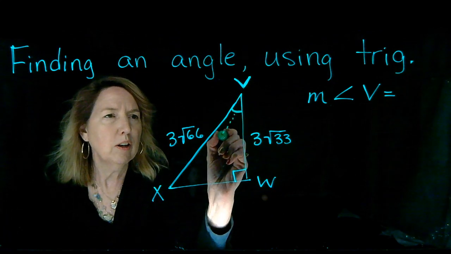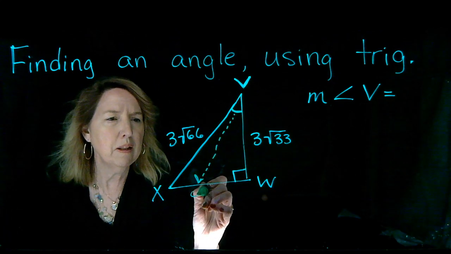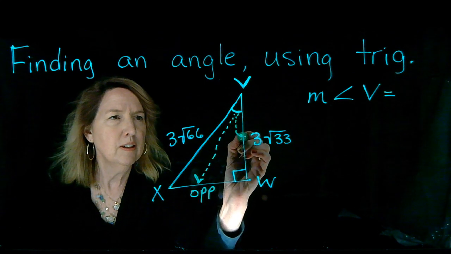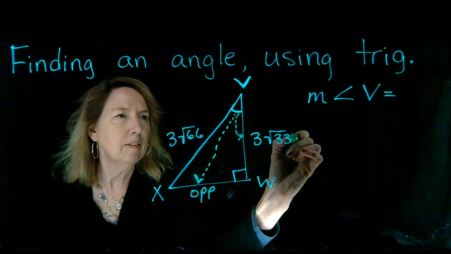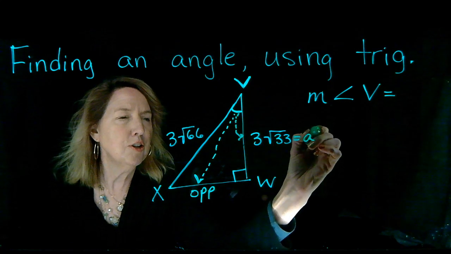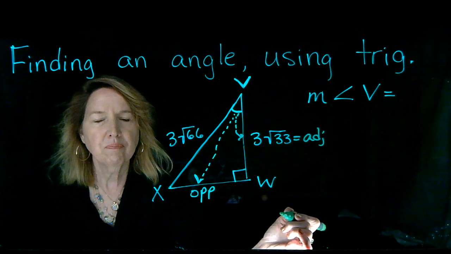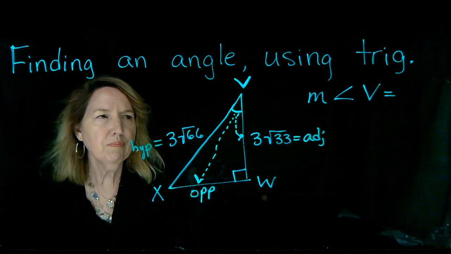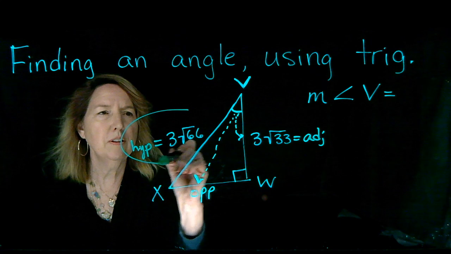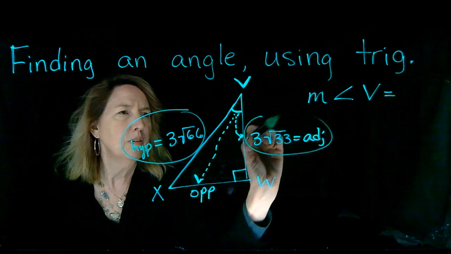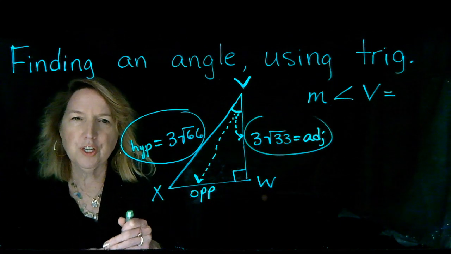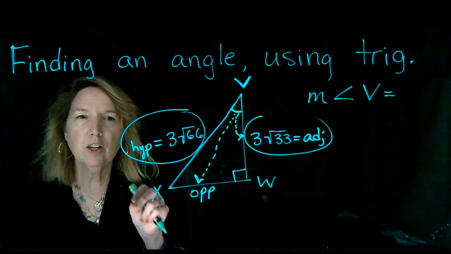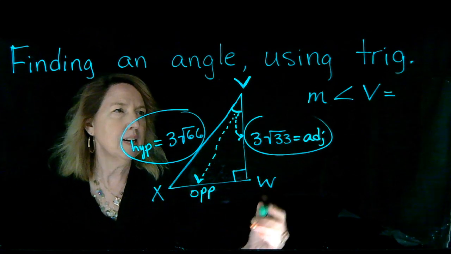So all the way across, this would be the opposite side. They gave us this connected side, so this adjacent side. And of course, this is the hypotenuse. So we're going to focus on this and this. Which trig function uses adjacent and hypotenuse together? Cosine. So let's write that down.